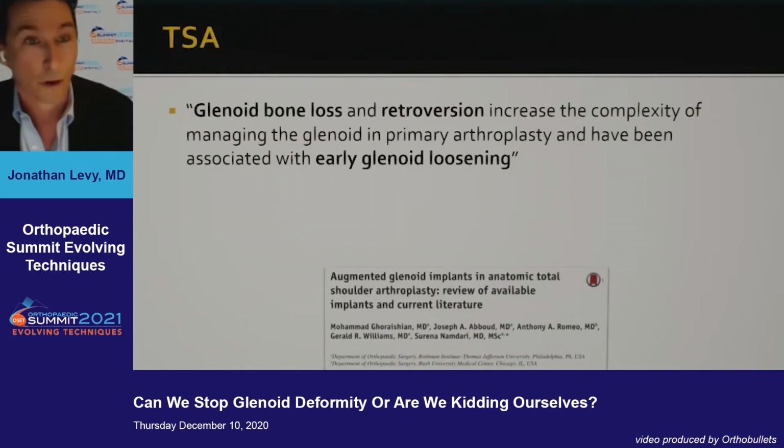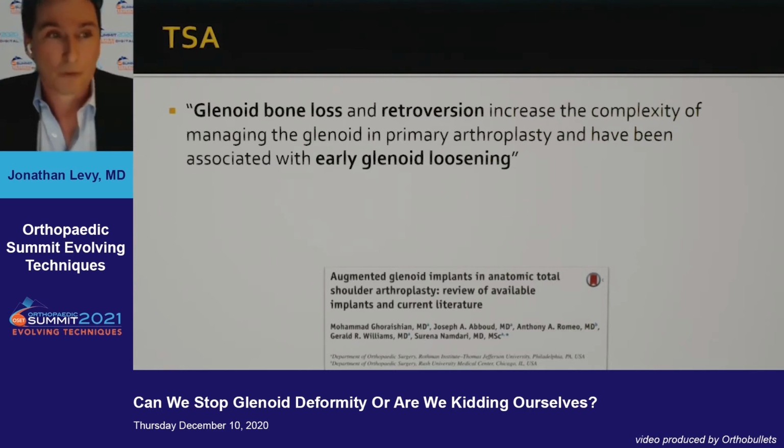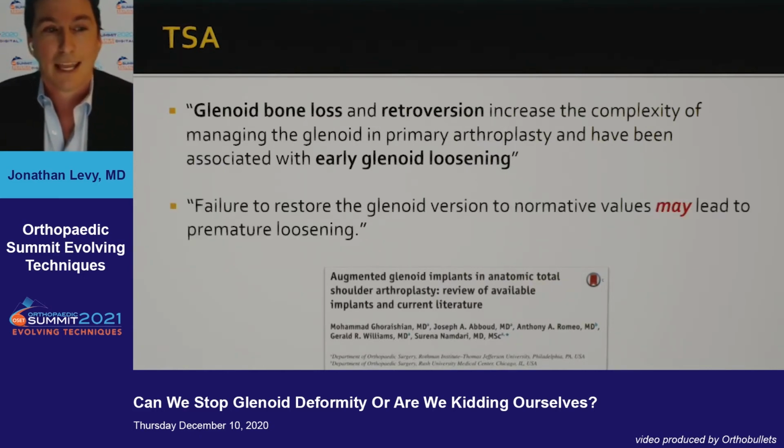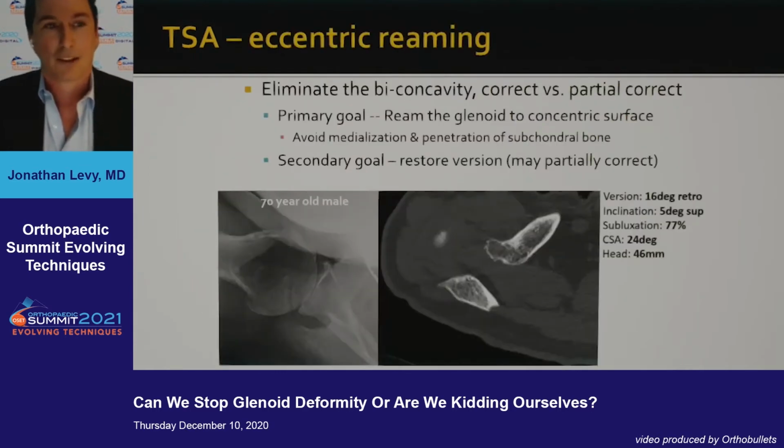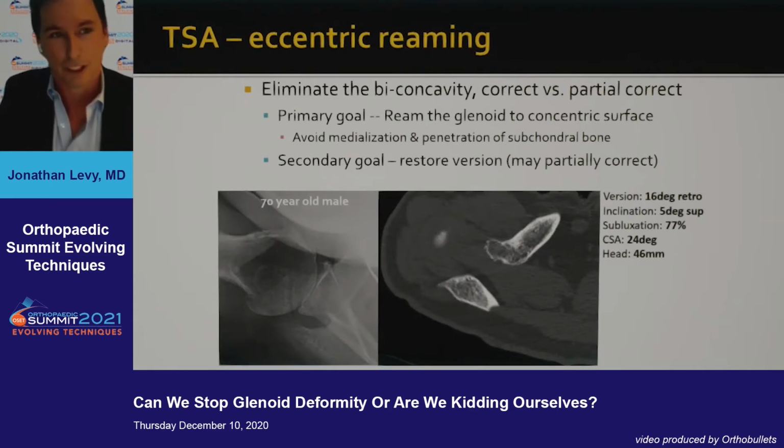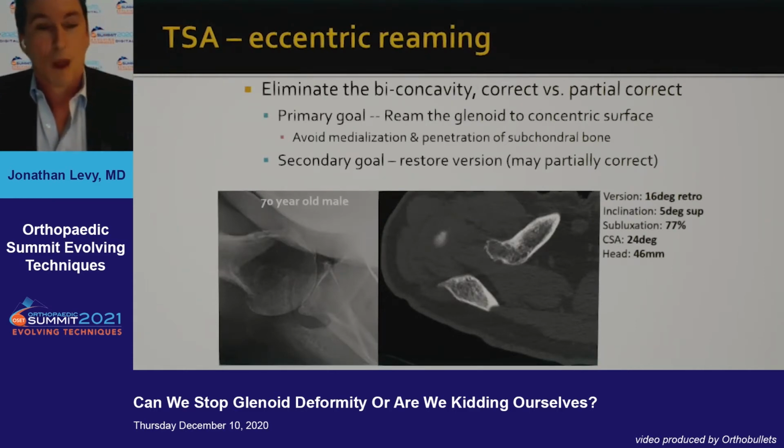When it comes to total shoulder arthroplasty, we've been told that glenoid bone loss and retroversion can increase the complexity of managing the glenoid in primary arthroplasty, and it's been associated with early loosening, and that failure to restore glenoid version to normal values may lead to premature loosening. And there's certainly plenty of mechanical data that would suggest that as well. But how might you manage it?